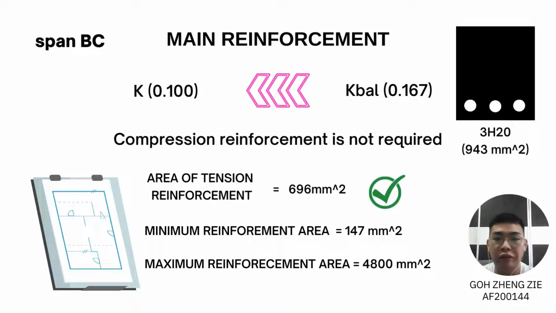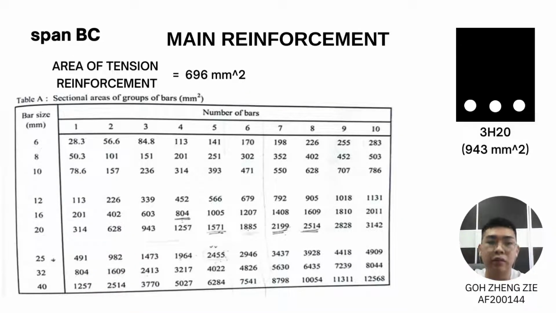And the area of tension reinforcement they calculated is equal to 696 mm square, and the minimum reinforced area is equal to 147 mm square. The maximum reinforced area is equal to 4,800 mm square, and the next slide will show how many bars will be used from the calculated area of tension. From this table, we can use 3H20, that is 943 cross-section area, since we know that the area of tension reinforced is equal to 696 mm square.